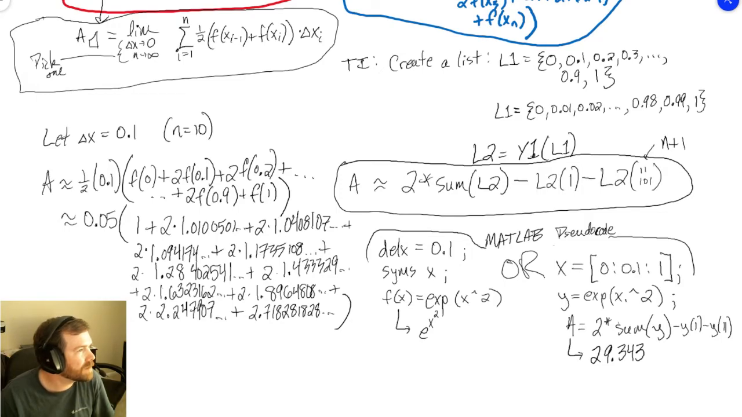Oh, I lost it. Where'd it go? Yeah, there we go. Okay. 16.531. So something went wrong there. Oh, that's awful. And it's not even like sort of wrong. It's super wrong. What did I do? Oh, yeah, I didn't. That would be the problem.